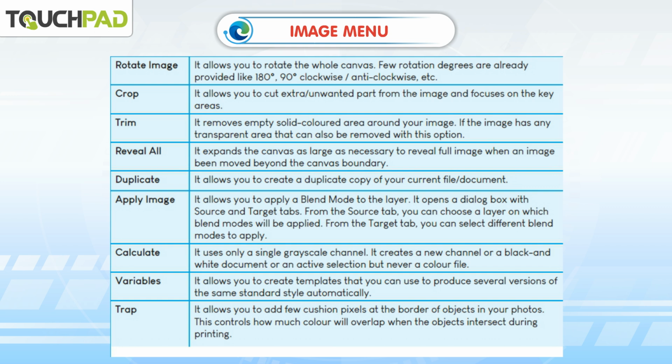Calculate. It uses only a single grayscale channel. It creates a new channel or a black and white document or an active selection but never a color file. Variables. It allows you to create templates that you can use to produce several versions of the same standard style automatically. Trap. It allows you to add few cushion pixels at the border of objects in your photos. This controls how much color will overlap when the objects intersect during printing.